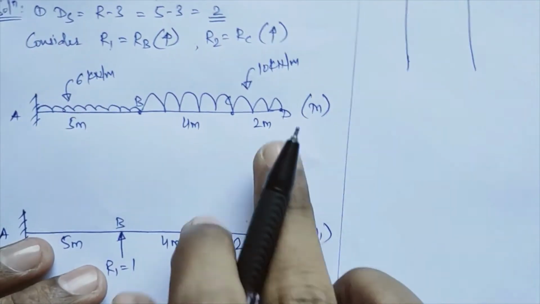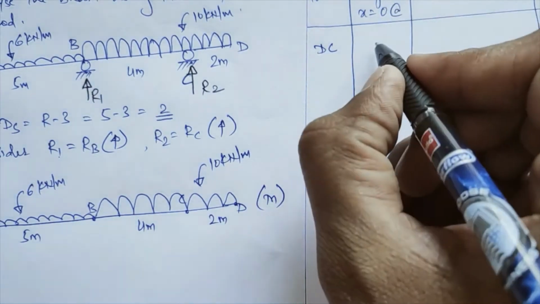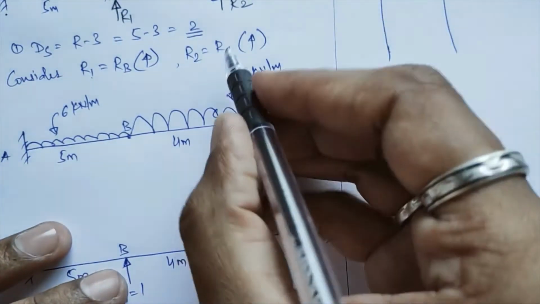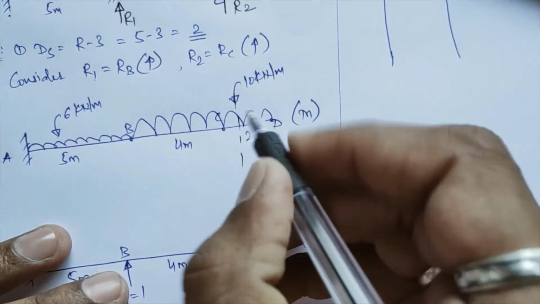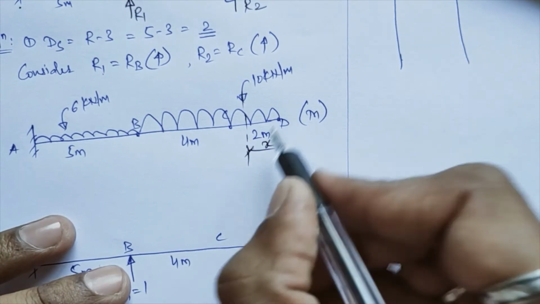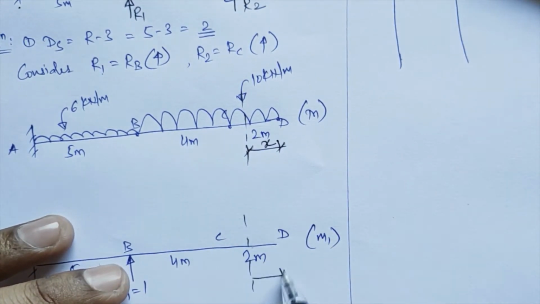So we'll start from the first portion. The first portion is DC here. I'll assume D as my origin. That means in all the sections between the portion DC, my x distance will be from point D, that is x equal to 0 will be at D. So D will be your origin point.